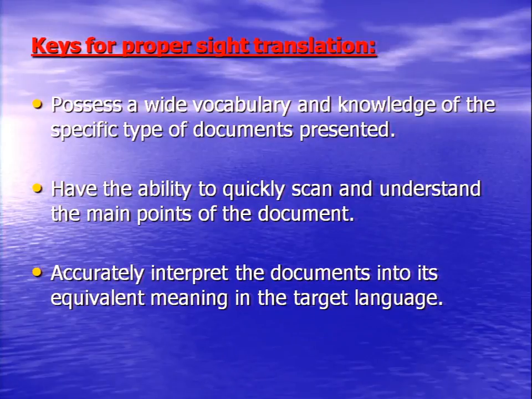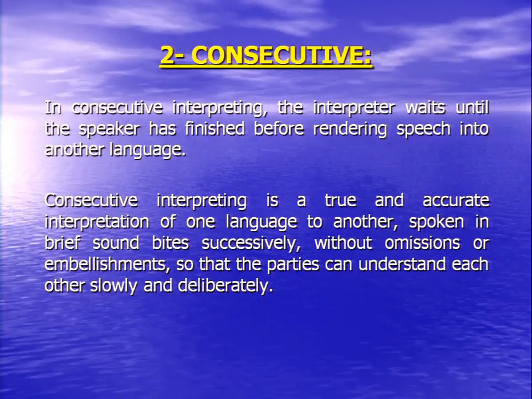Okay, so we can move on to the second mode of interpreting, which is consecutive. As I said before, in consecutive interpreting the interpreter has to wait until the speaker has finished before rendering the speech into the other language. Consecutive interpreting is a true and accurate interpretation as well, because you hear the whole thought. You don't interpret right away like simultaneous, but you hear the whole thought. For example: 'The defendant: yes, I went there and I found this guy who was looking weird to me. I had to stab him.' You hear the whole thought, then you interpret right after he's done.